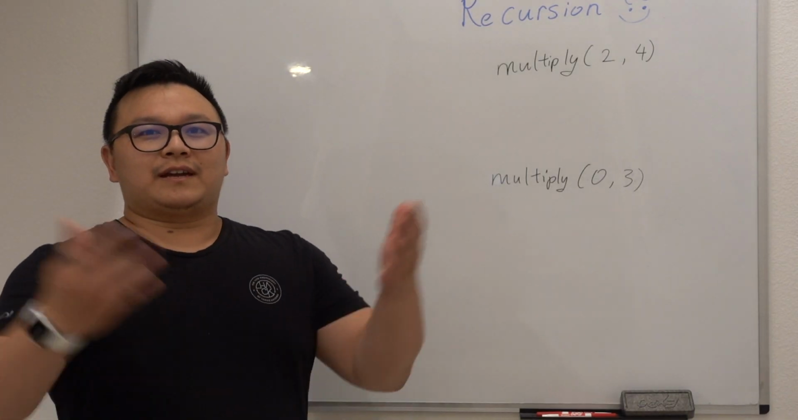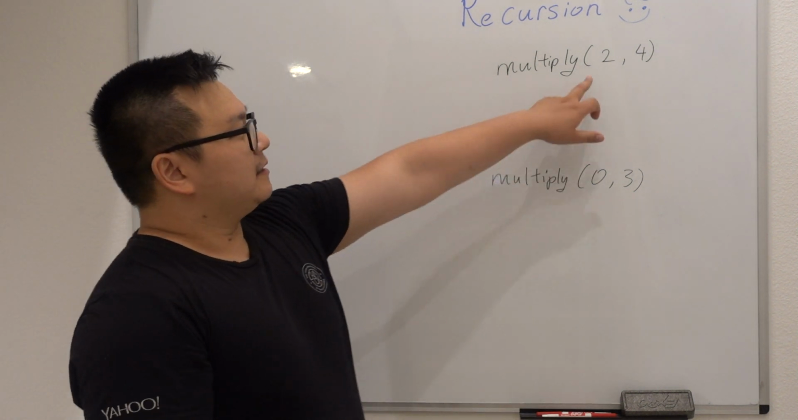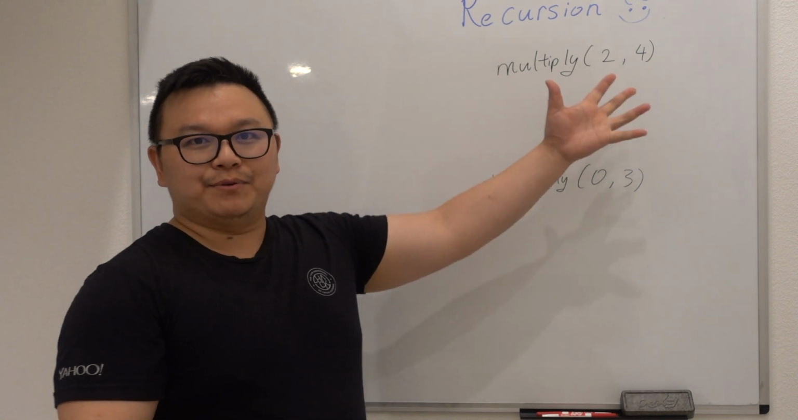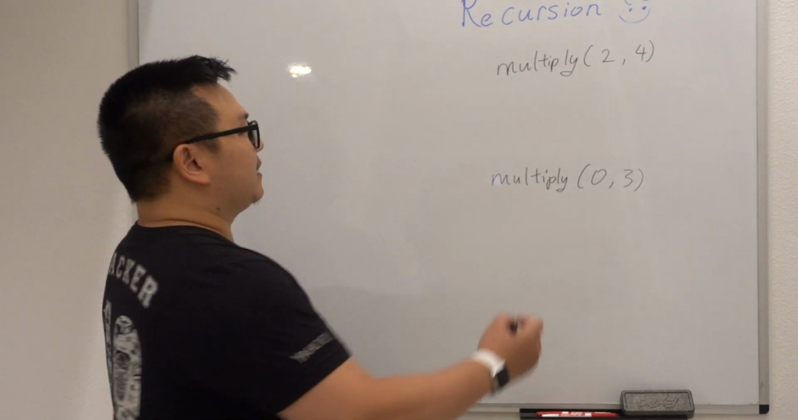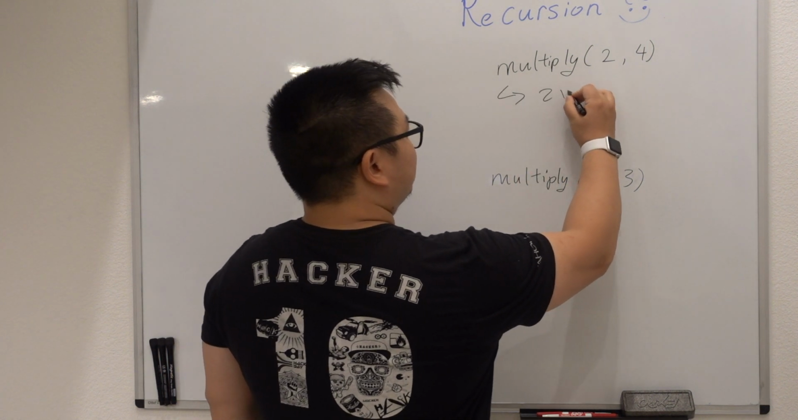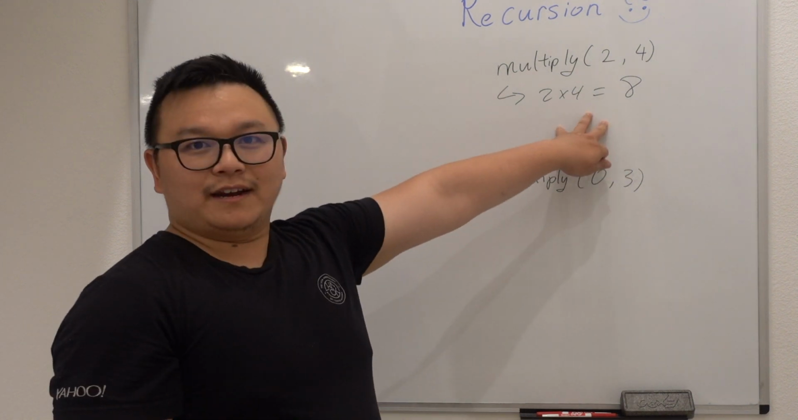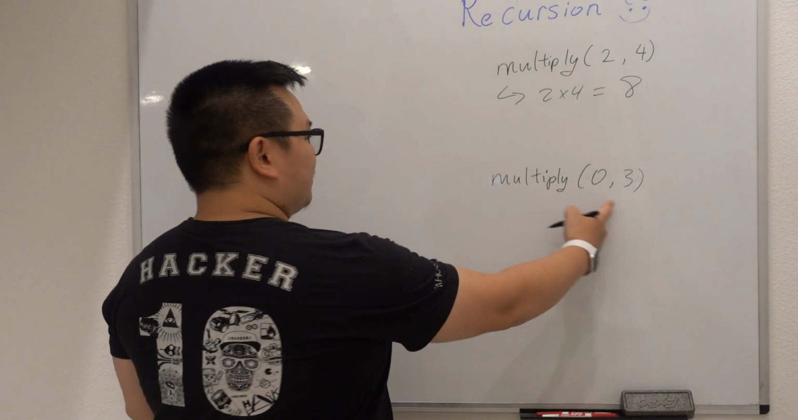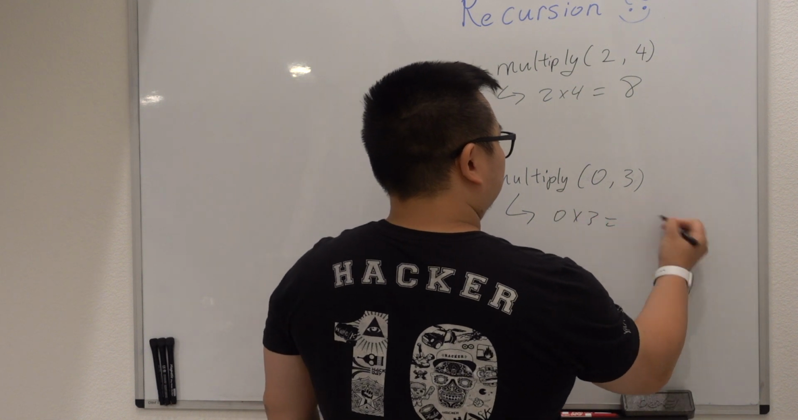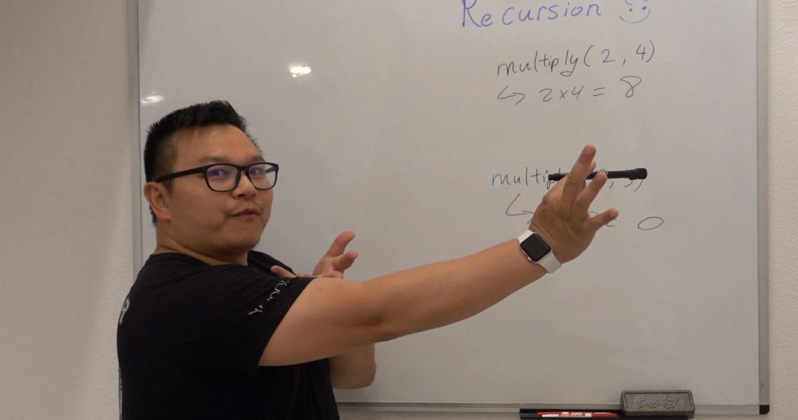Look at what our requirement is here. You're given two numbers. Let's say we have 2 and 4 as our input. What do you get from the result of the multiply function? You should get 2 times 4, which is equal to 8. That's what you should get. How about 0 and 3? You get 0 times 3 equal to 0. So what is the curveball?